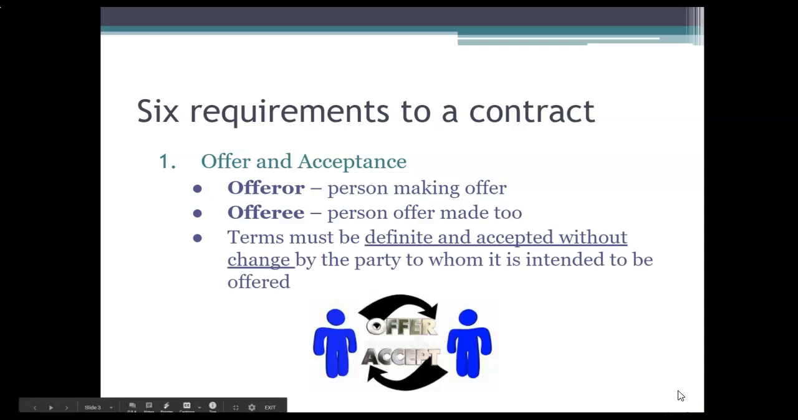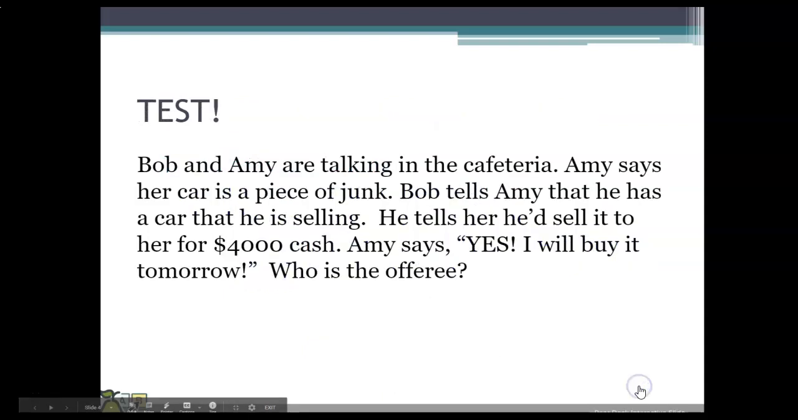And then they can accept it, but they can only accept it if the terms are definite. And they have to accept it without any change. So if you say $100, they have to accept it for $100 for that to be the offer and the acceptance of this contract. Otherwise, we'll get into it later in the chapter, that becomes a counteroffer if they change the terms. So it has to be definite, accepted without change by the person who you offered it to.